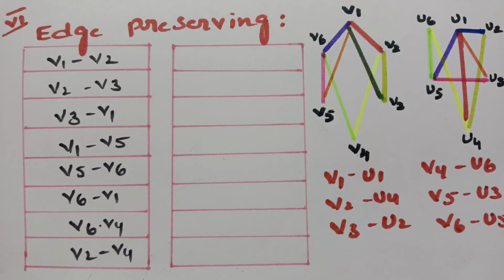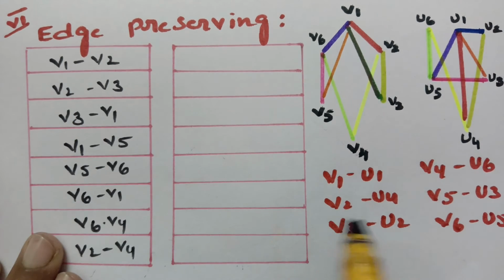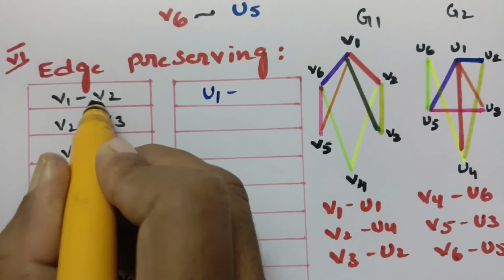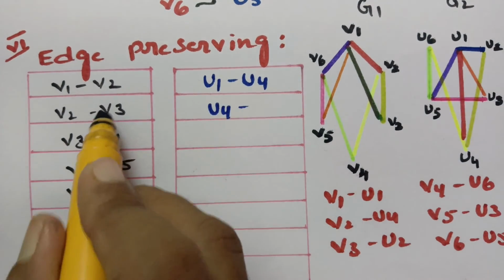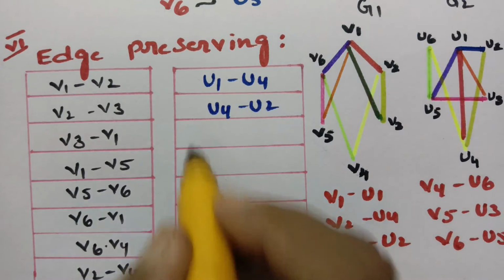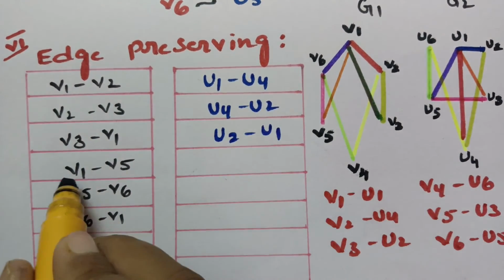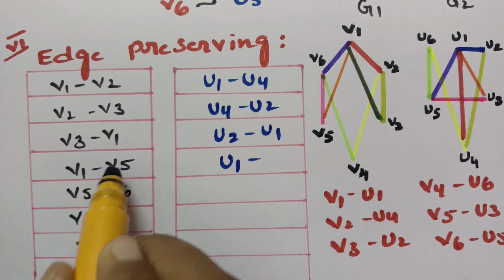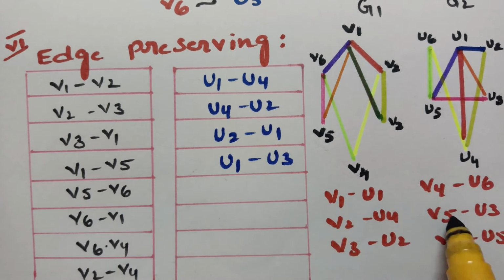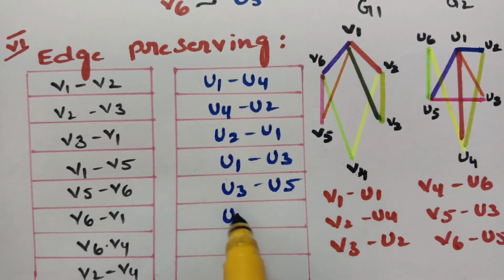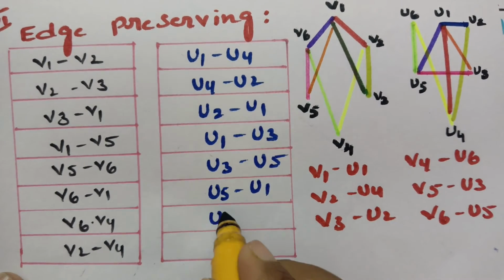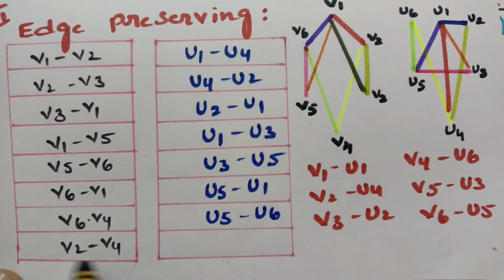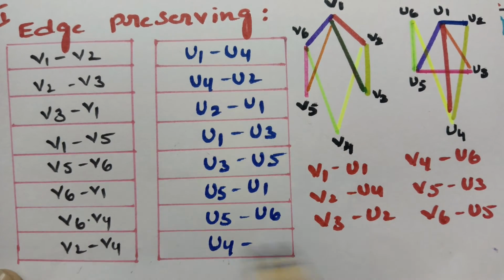Now we have to transform all these. So before transforming, in place of v1 we have to write u1. In place of v2, we have to write u4. V3, in place of v3, I am writing u2. What is v1? This is u1. v5 is nothing but u3, and next one v6 is nothing but u5, and in place of v1 I am writing u1, and in place of v6 I am writing u5. In place of v4 I am writing u6, and in place of v2 I am writing u4, and in place of v4 I am writing u6.